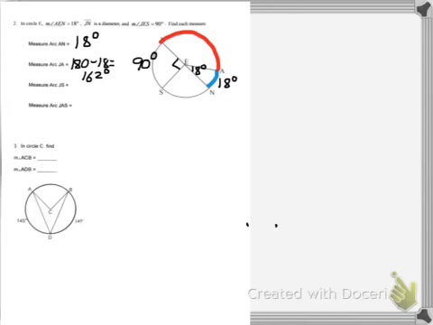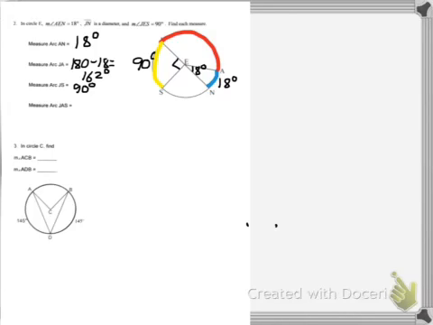All right, the next one is asking for the measure of JS. Let me change colors here. Let's do this one in yellow. So JS is this one out here. We said a second ago that was 90 degrees, so we just need to write that in.